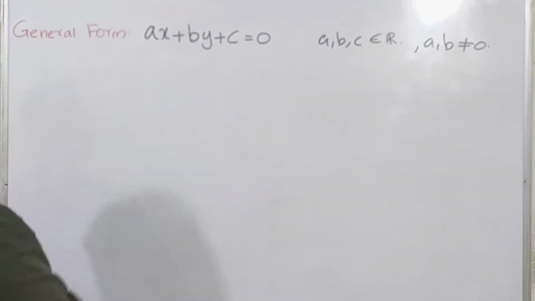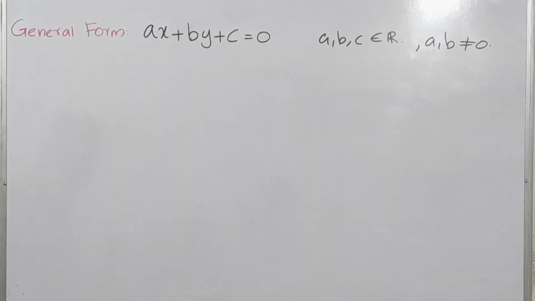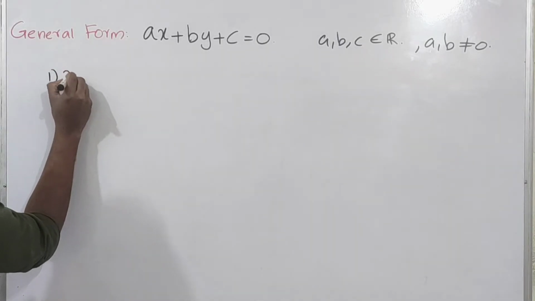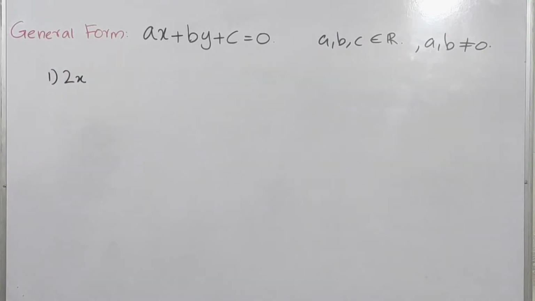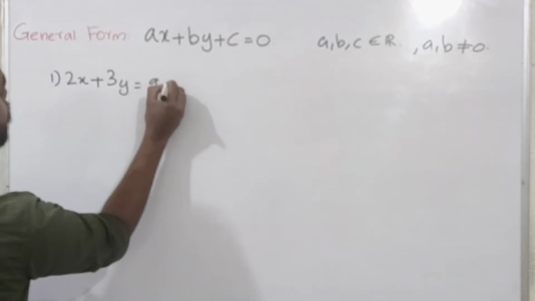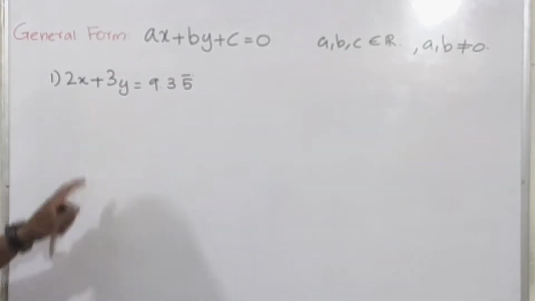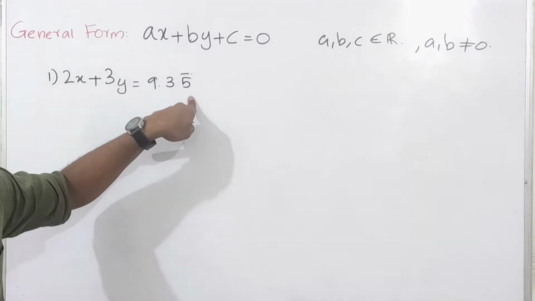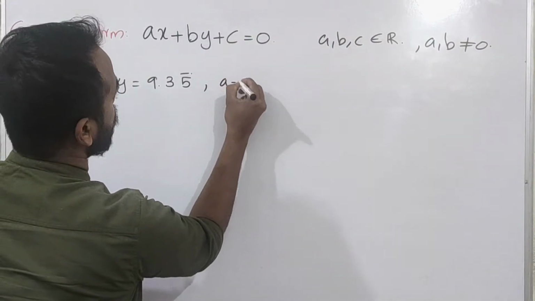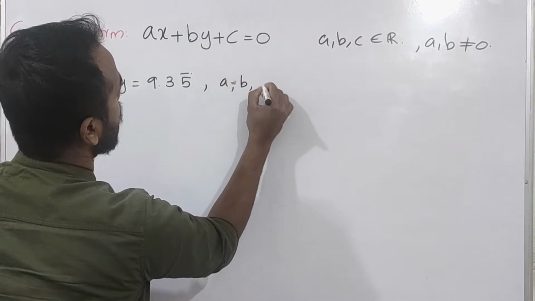You will have so many questions in your textbook asking you to convert the given equation into a linear equation in two variables. One such question is in exercise 4.1, second part. The equation is 2x plus 3y is equal to 9.35 bar. The question is to convert this into the general formula of linear equation in two variables and write the values of a, b and c.